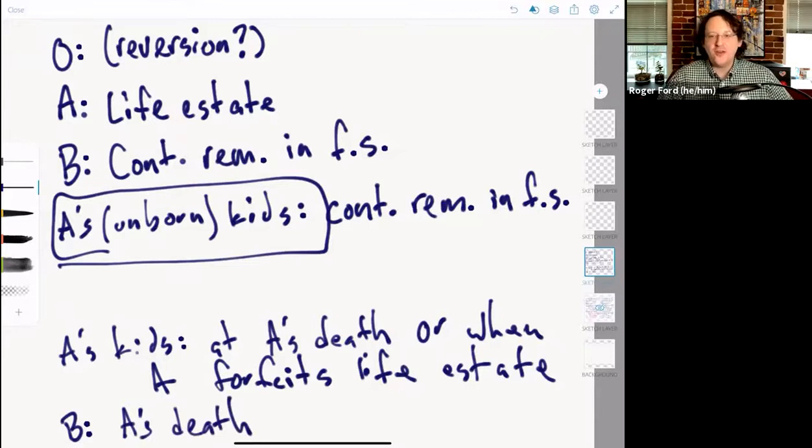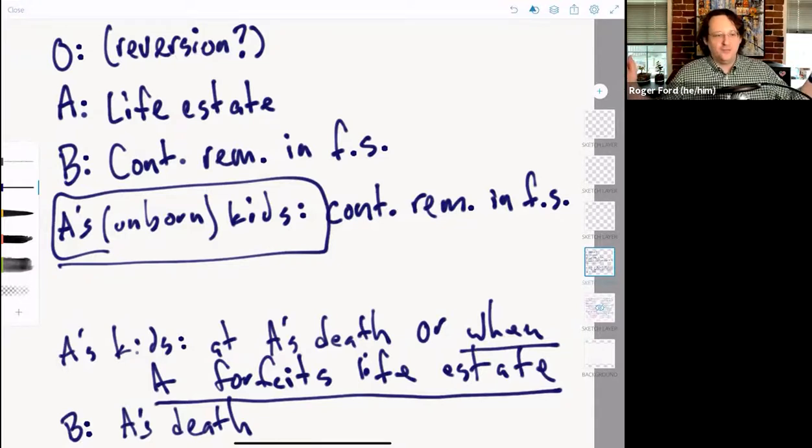And so the reversion here would be in the weird interim period when A has forfeited the life estate, but before A dies, if A doesn't have any children, then that conveyance fails. And then when A dies, it would go to B, but in that interim period, it would go back to O.